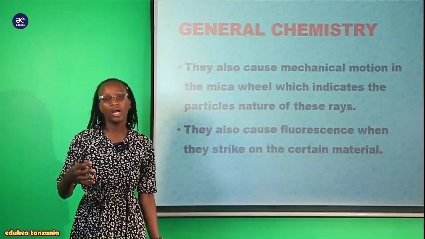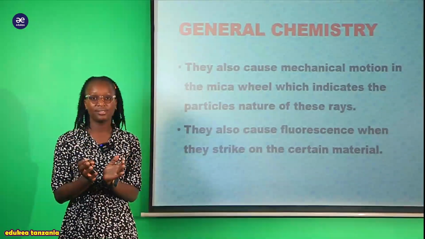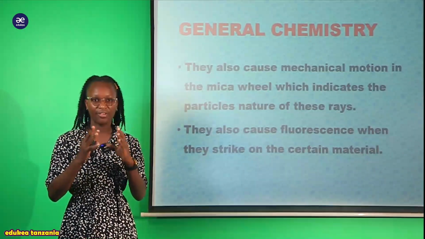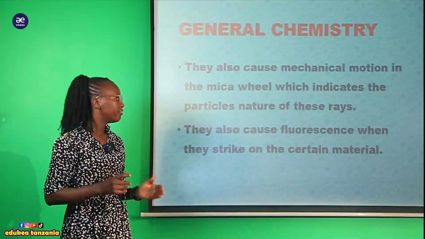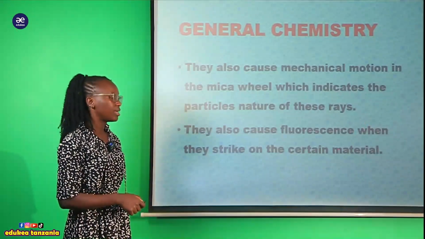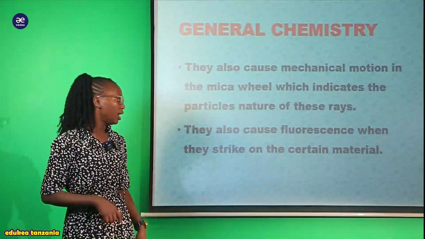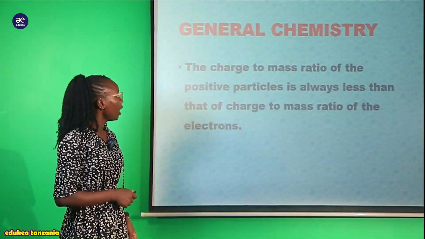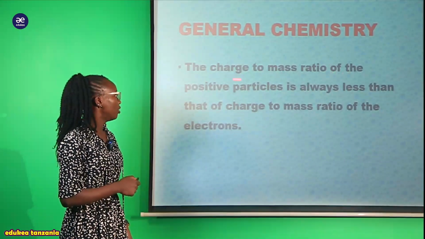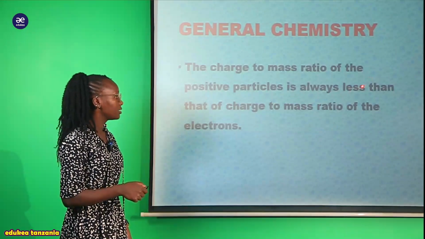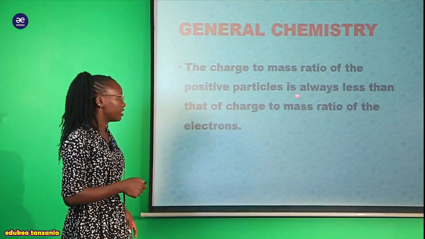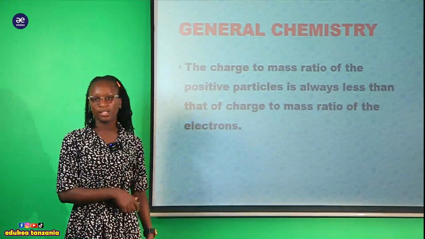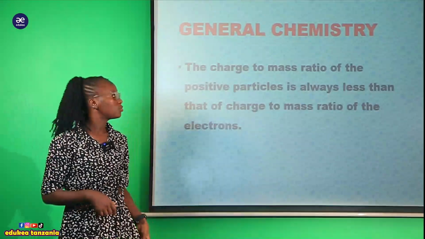Pia zenyewe zilikuwa zina tokea hiyo kind of fluorescences, kama mianga fulani hivi, kama miale fulani, ambapo zina streak kwenye a certain material. The charge to mass ratio of the positive particle is always less than that of the electron. Kama tulivyoona.